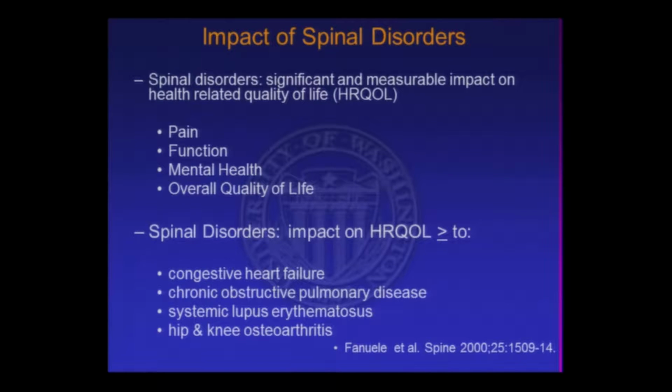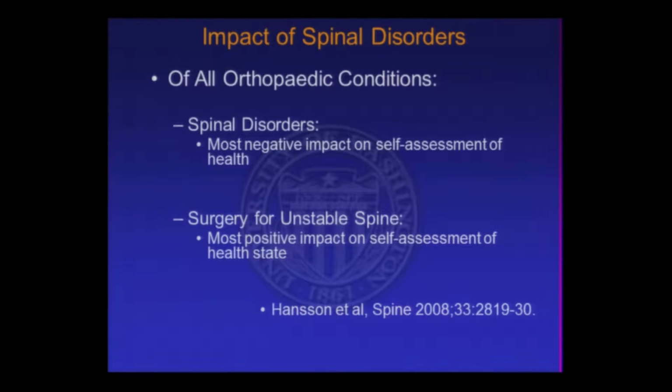And in general, what we find when we do that is that spinal disorders actually have higher or equal impact on patients' health-related quality of life to congestive heart failure, COPD, as you can see, lupus, and hip and knee osteoarthritis. When it comes to orthopedic conditions, it appears that spinal disorders are among the worst when it comes to negative impact on quality of life, and the ability to actually change that when you stabilize an unstable spine is one of the highest impacts of any orthopedic treatment as well.